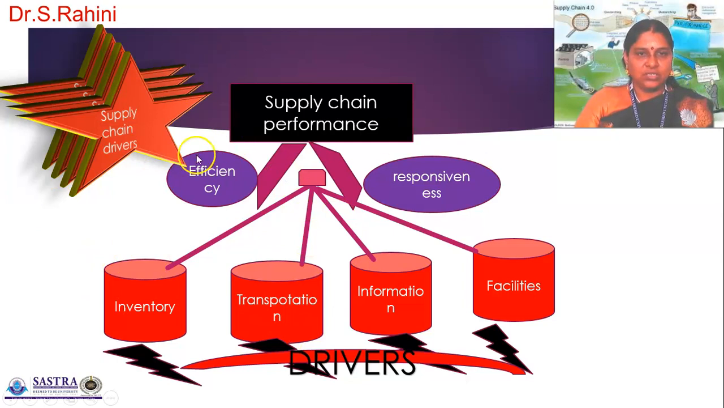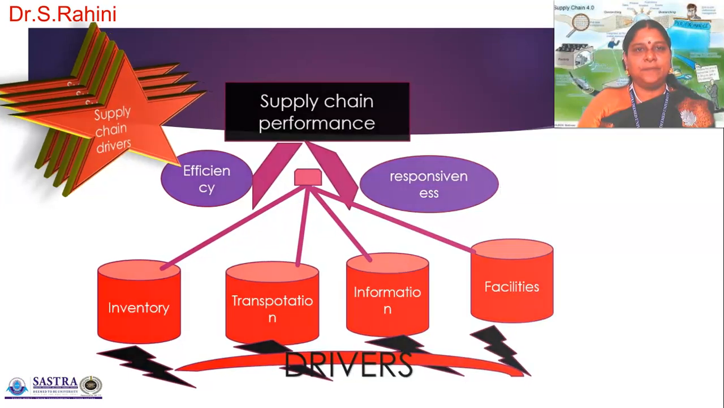So the entire supply chain performance is focusing on two different angles. One is the efficiency, another one is the responsiveness. How quickly you are responding to them. If you are not responding to them, automatically the orders will be cancelled. So it is also based on these supply chain drivers. So the drivers are playing a very important role in supply chain performance, and to achieve the goal of supply chain performance with maximum efficiency, with greater responsiveness.